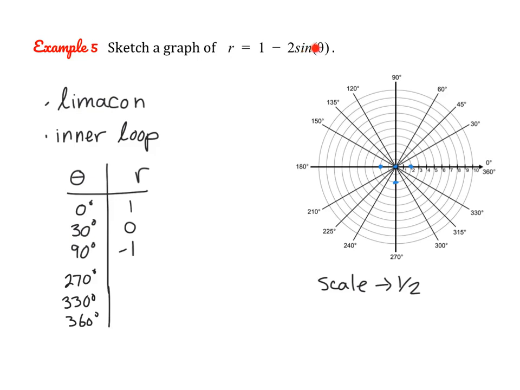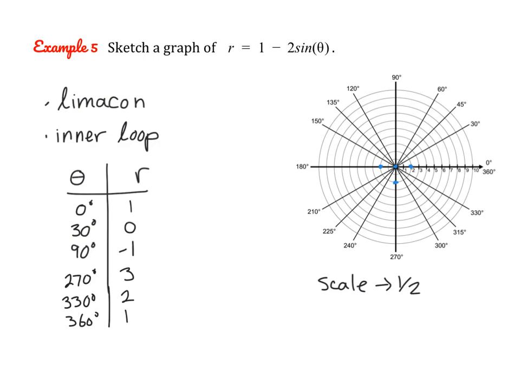So the sine of 270 is -1, so times 2 would be -2. So this is actually 1 plus 2, which gives us 3. We know that the sine of 330 is -1/2, so this gives us -1, so 1 minus -1 is 2. And then here again, the sine of 360 is just 0, so this just brings us back to 1.